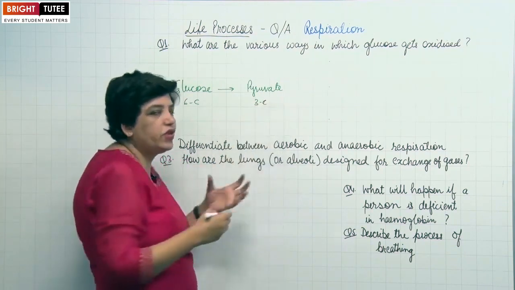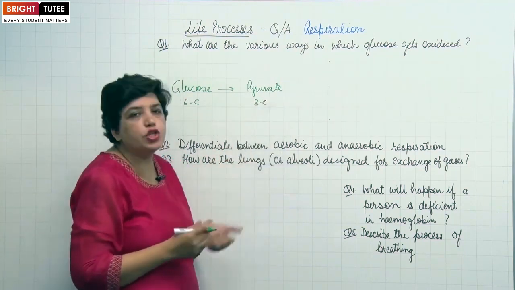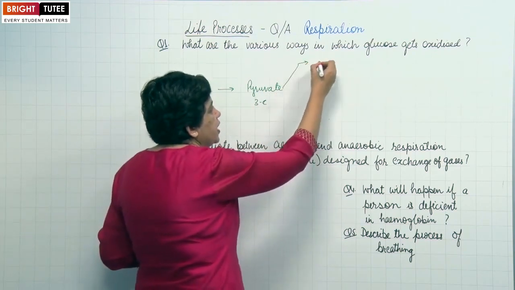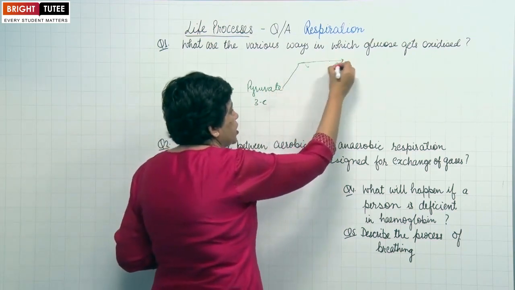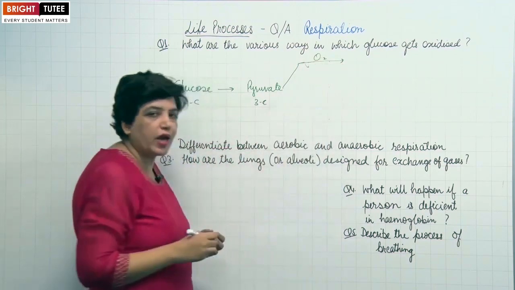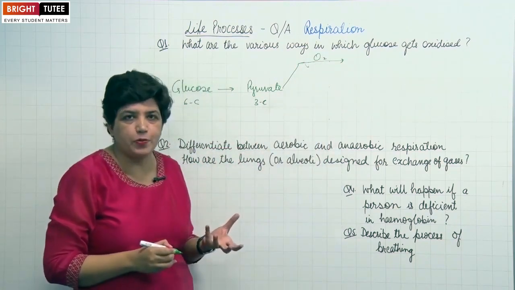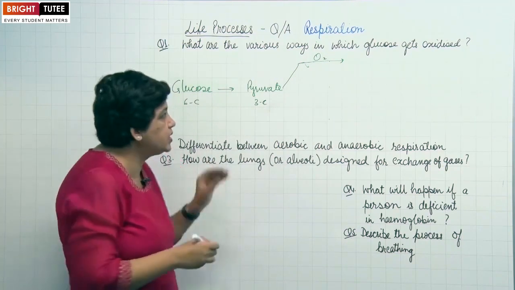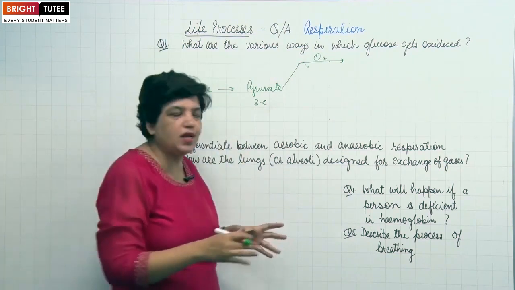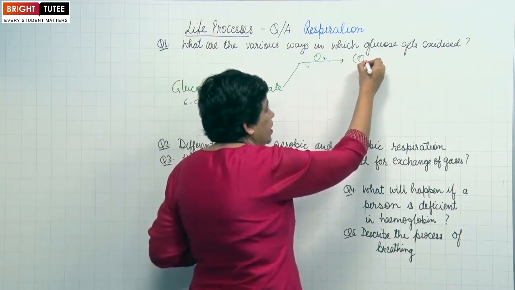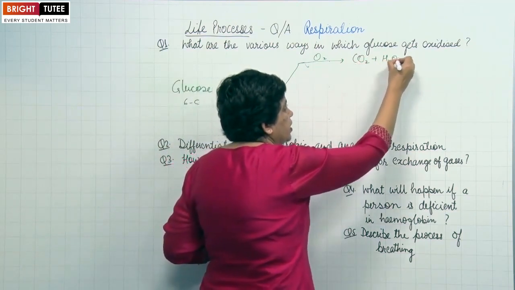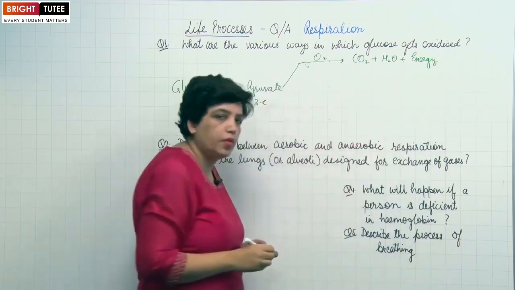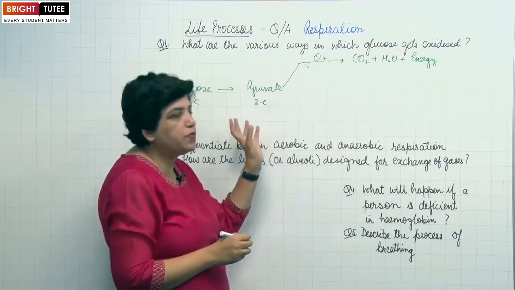Now, there are 3 ways in which this pyruvate gets oxidized or broken down. First is in the presence of oxygen. That is, if an organism is undergoing aerobic respiration, like humans, there is a presence of oxygen, then what happens? This pyruvate is completely broken down into carbon dioxide, water, and a lot of energy is released during this process. So there is a complete breakdown.